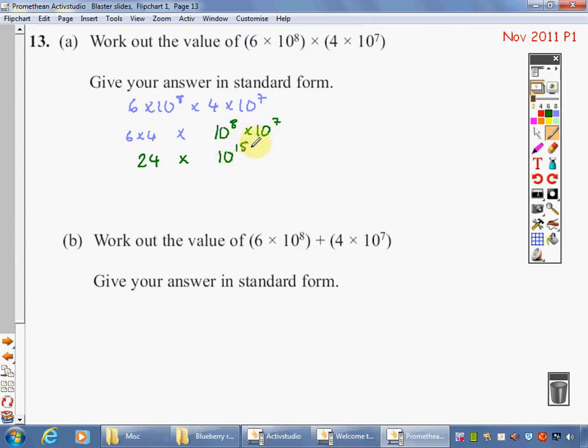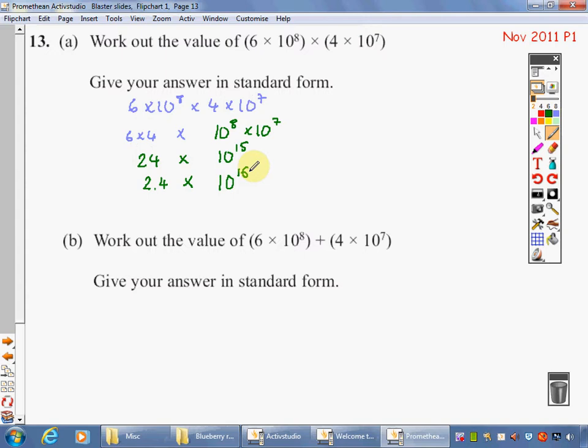It looks like I'm there, but I'm not in standard index form. It's got to be 2.4 times. Well, I've made this smaller, so I'm going to have to increase the size of this one by 10. So 2.4 times 10 to the 16.